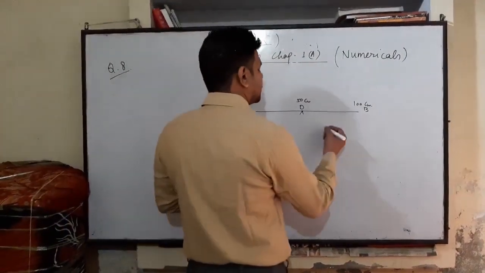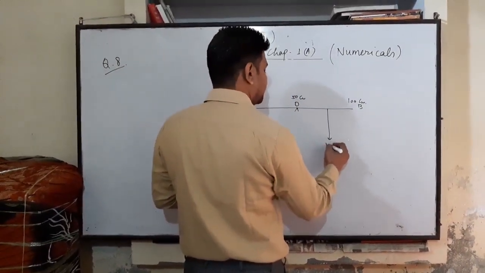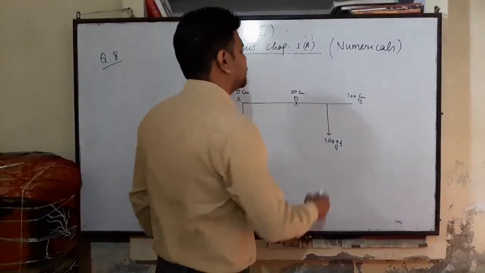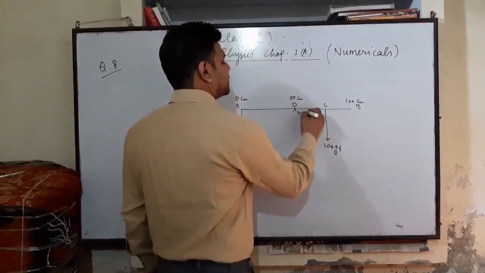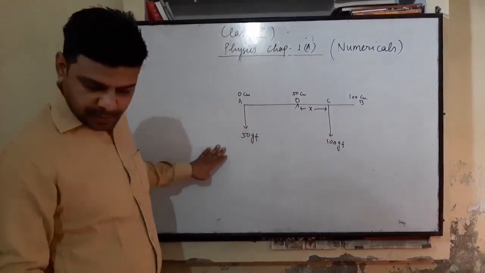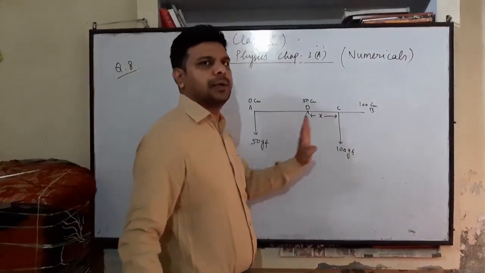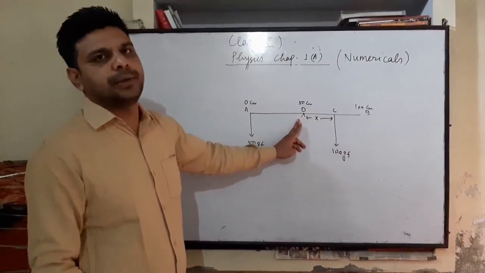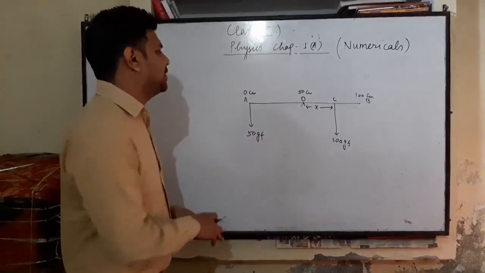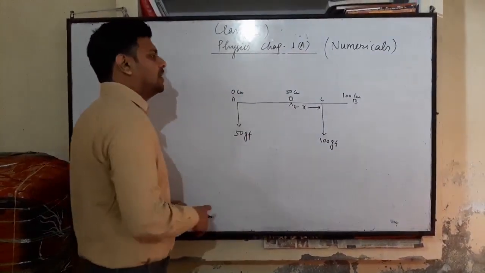So let's suppose a weight of 100 gram force is suspended at this point, which is distance x from the midpoint. We have to keep this rule horizontal. This is the pivoted point. For keeping this rule horizontal, anti-clockwise moment must be equal to clockwise moment.